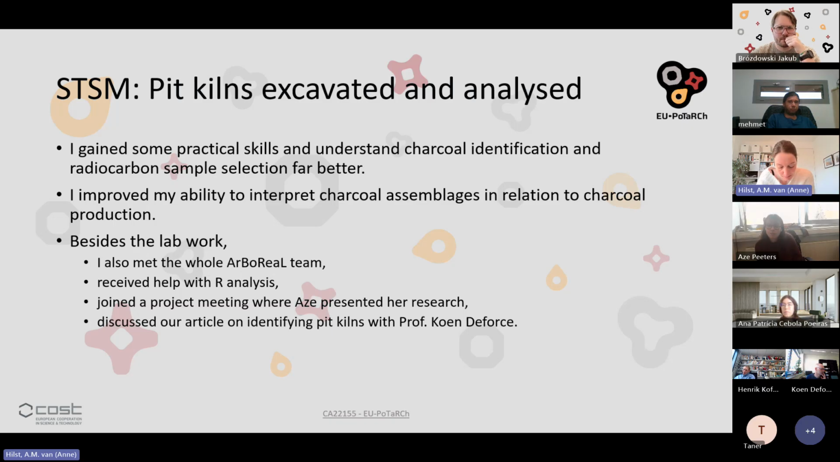And besides the lab work, I met the whole anthracology team, which was very lovely. And I received help with R analysis, which was perfect timing for my research. I joined a project meeting where Asa presented her research to a multidisciplinary panel, which was very interesting and motivating, and discussed our pit kiln article with Professor Koen de Vors, which made the progress so much better.